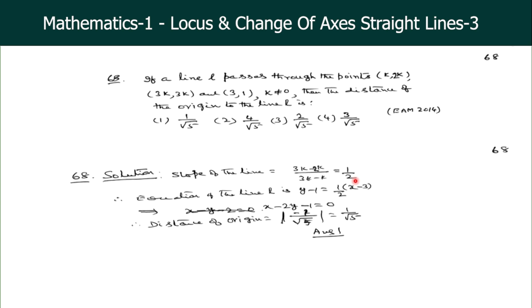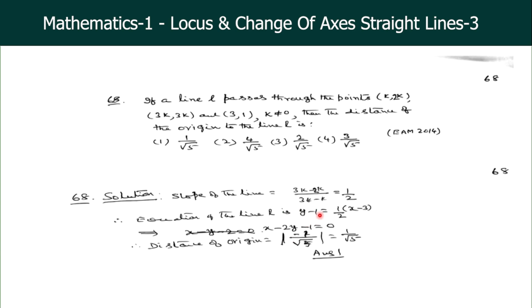And also the slope of the given line you can write as (3k - 1)/(3k - 3), and you can equate these two, then you will get the value of k. So the equation of the line L is y - 1 = 1/2 (x - 3), or x - 2y - 1 = 0. The distance of the origin from this line is |-1|/√5, which is equal to 1/√5. So, option number 1.